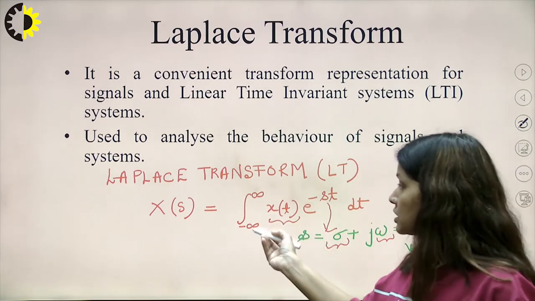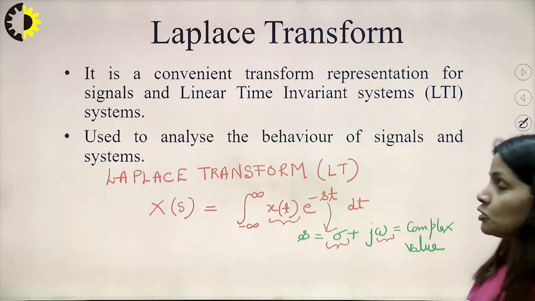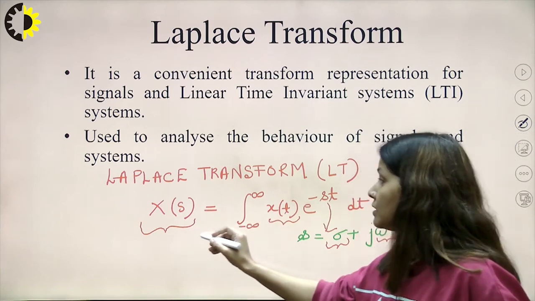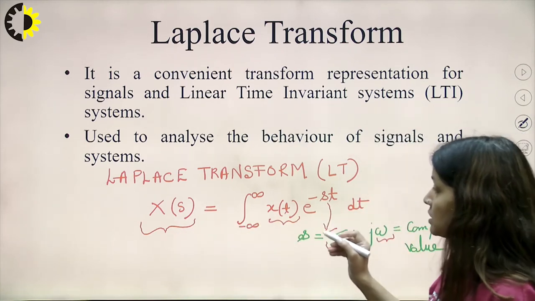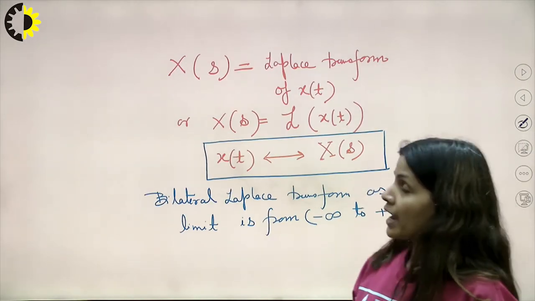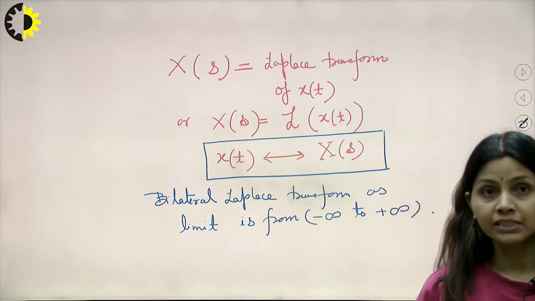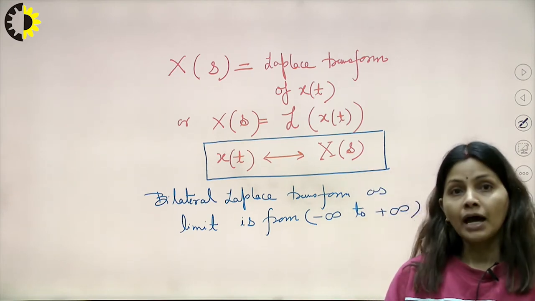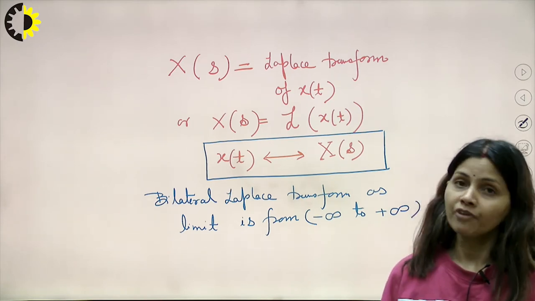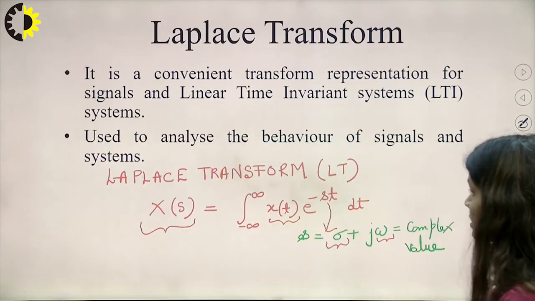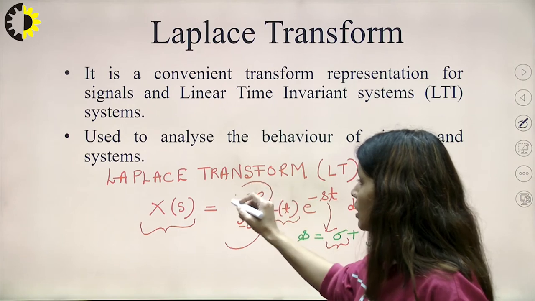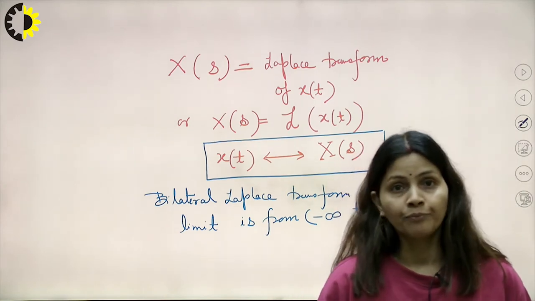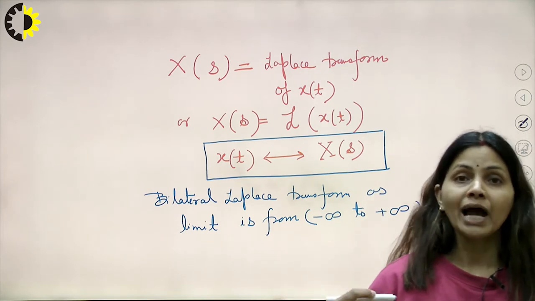First of all, coming to the definition, this is the integral from minus infinity to infinity of x(t) e raised to the power minus st dt. To get the Laplace transform, we are going to evaluate this integration. This X(s) is the Laplace transform of x(t) and it can also be written as L of x(t). So X(s) is equal to L of x(t). Since the limit is from minus infinity to plus infinity, it is a kind of bilateral Laplace transform.